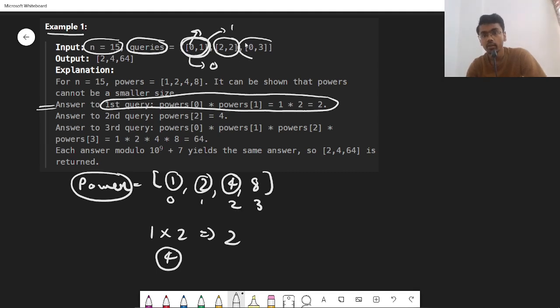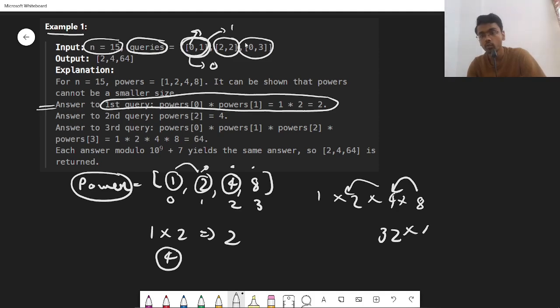For the third query, that is 0 comma 3, we need to take the product of the 0th index, 1st index, 2nd index and the 3rd index. So at the 0th index we have 1, at the first index we have 2, at the second index we have 4 and at the third index we have 8. So what is the product? 4 into 8 is 32, 32 into 2 is 64 and 64 into 1 is 64 only. So for the third query we have the answer as 64, and you can also see it in the explanation part as well.